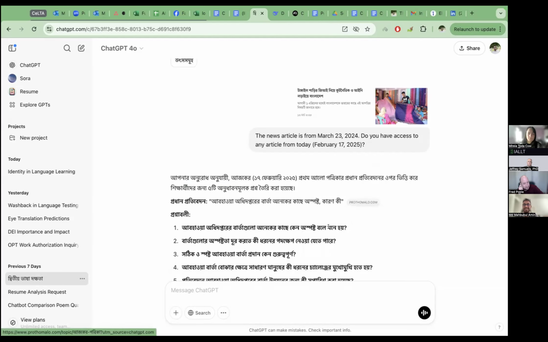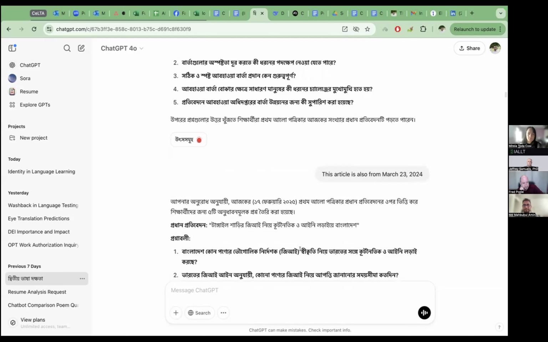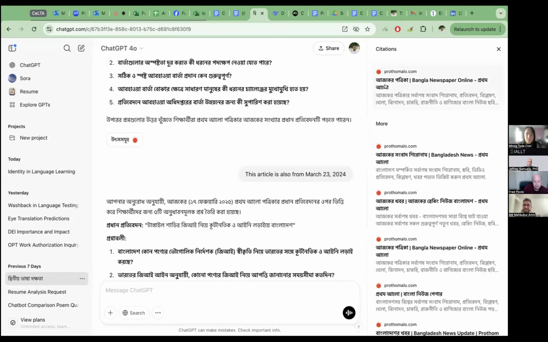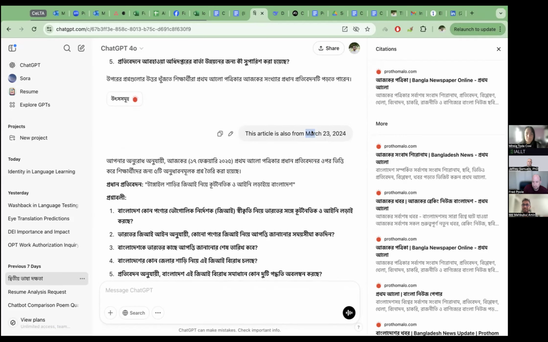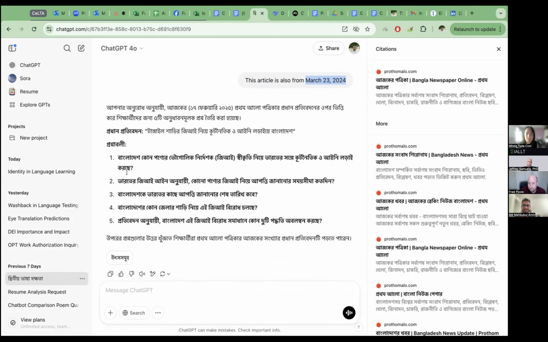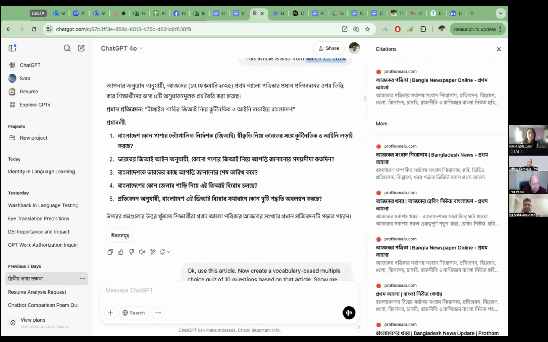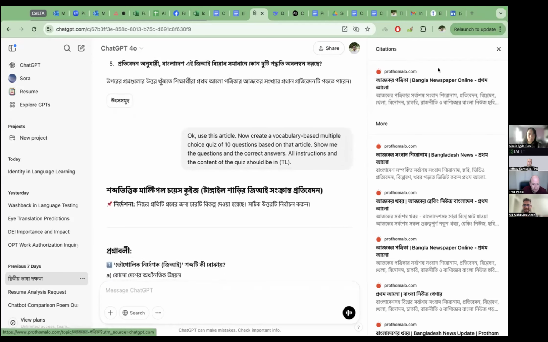So I went there and then I understood that if I go to the sources, it can give me the link of today's article or today's newspaper, but it doesn't have access to that. It just has access to articles up to a certain date. So when I asked it to give me comprehension questions, it could only give me questions from that date, not after that. So I understood it and continued with that same thing.